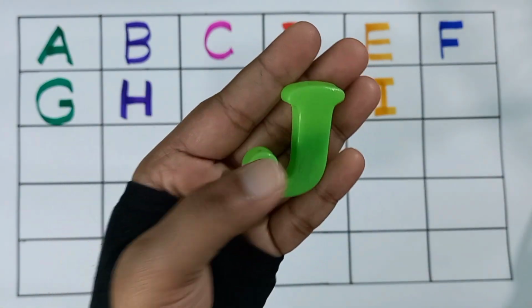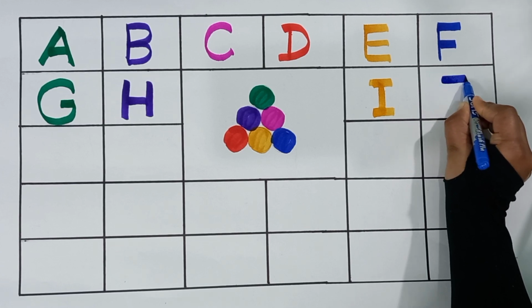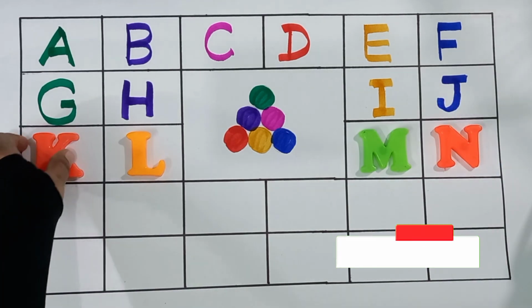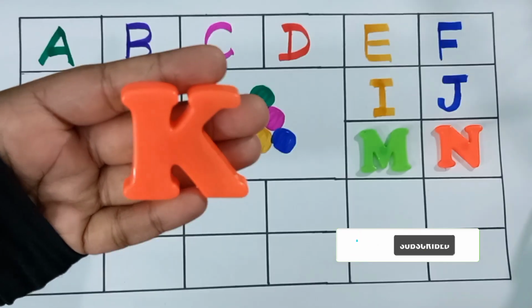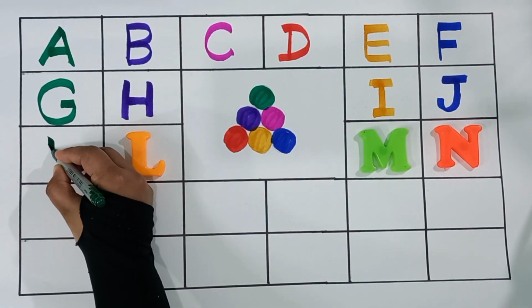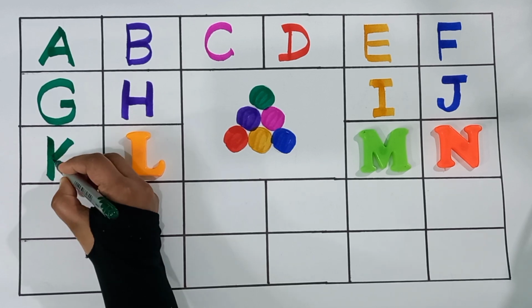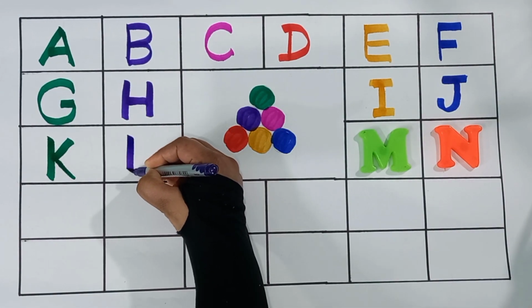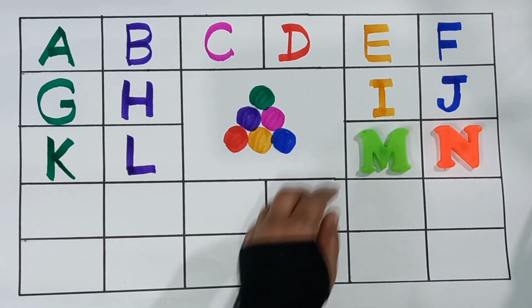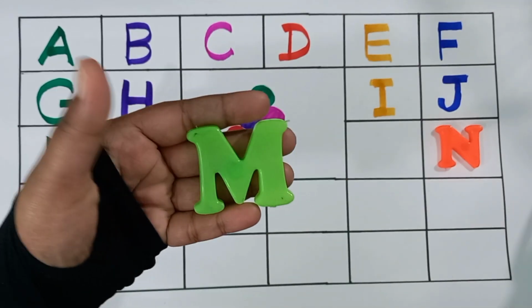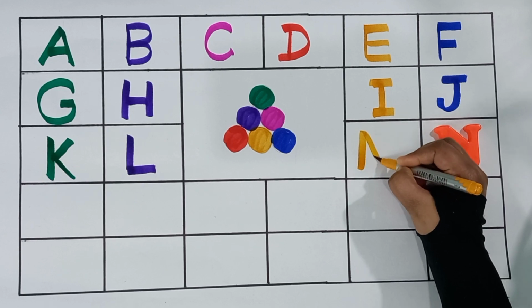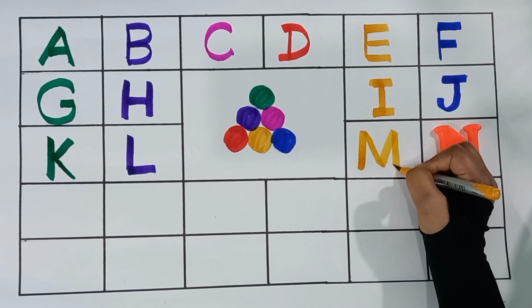J. J for jug. K. K for kangaroo. L. L for lemon. M. M for monkey.